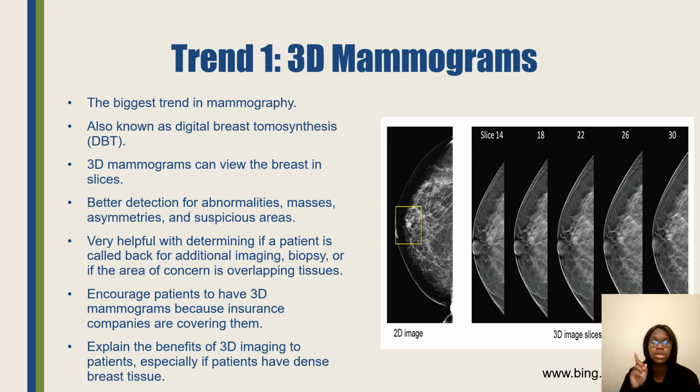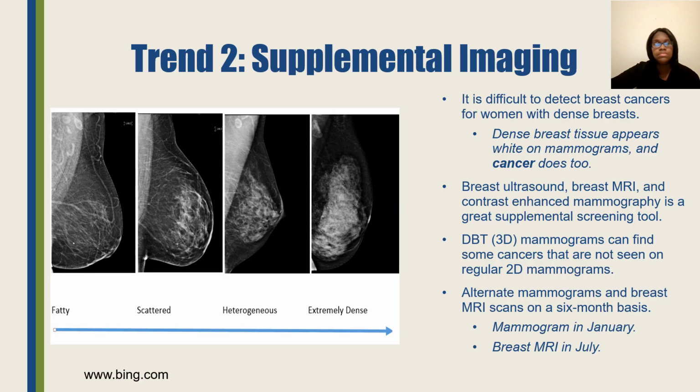Okay, trend number one, we have more people getting 3D mammograms. It's better for detecting those abnormalities, those asymmetries, suspicious areas, small, tiny calcifications in your breast. So that's the biggest trend. Supplemental imaging, your breast MRIs, your breast ultrasounds, alternating whether you're going to have a mammogram in January, a breast ultrasound, or a breast MRI in July.